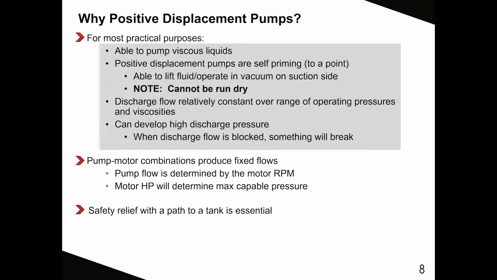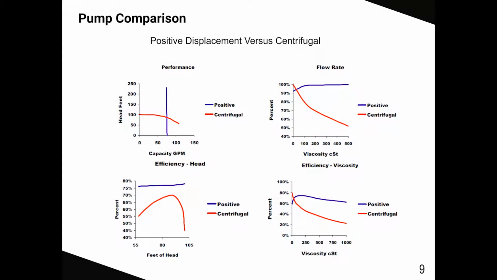That is correct, John. This slide is a comparison of positive displacement pumps and centrifugal pumps. The performance graph shows the capacity versus head. As you can see, the positive displacement pump has a constant flow rate over a wide range of operating pressures. The centrifugal pump flow rate reduces as the head increases.